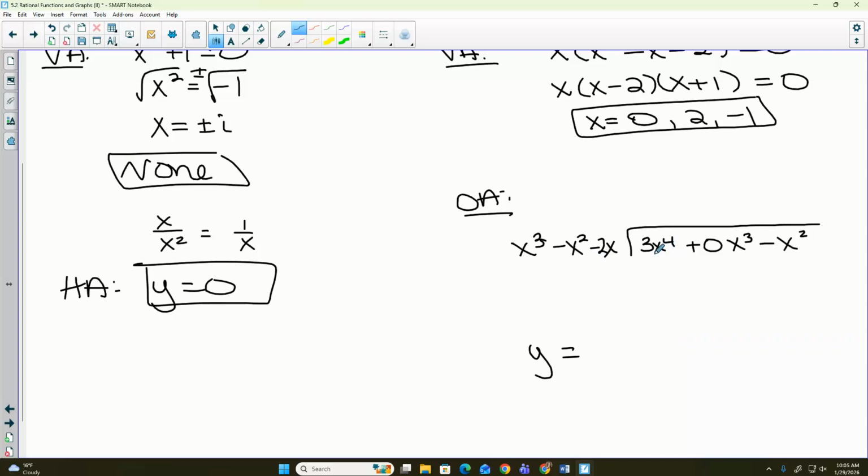So remember our long division. What is 3x to the 4th divided by x cubed? So we have our 3x. Then you multiply. 3x times all of that. So 3x to the 4th minus 3x cubed minus 6x squared. Is everyone with me right now? What questions do we have so far?